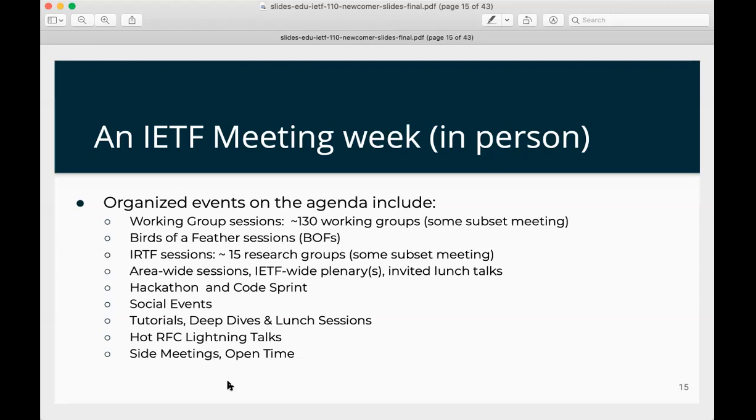The week before the IETF and the weekend before the IETF, we have a hackathon. We'll talk a lot more about that later when we get to a slide on that. There are generally some sorts of social events. Sometimes we have an IETF-wide social event, and sometimes there are some smaller targeted social events.